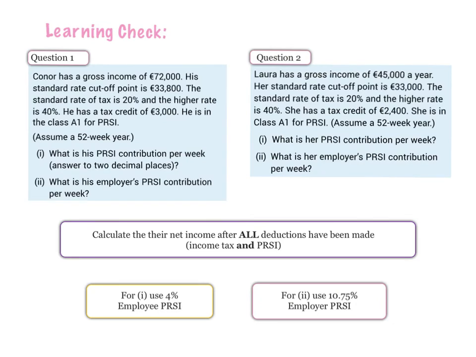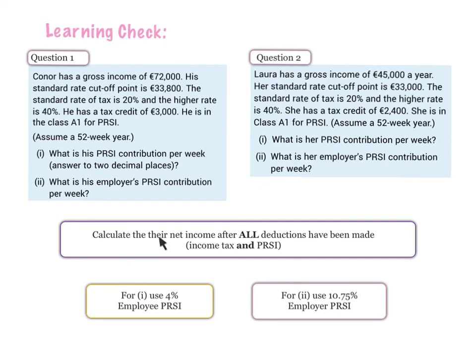So for this question, you're asked a number of things. In part 1, you're asked to find the PRSI contribution per week for Connor. Connor is the employee, so that's going to be 4% of his gross. And here, you're asked what is the employer's PRSI contribution per week. The employer pays 10.75% PRSI on the gross.